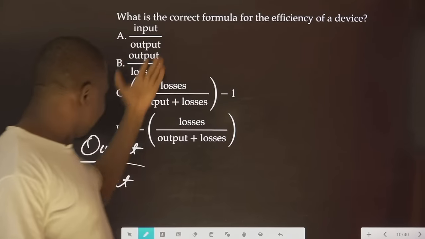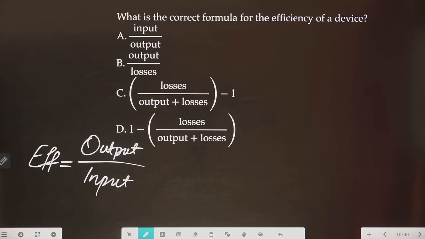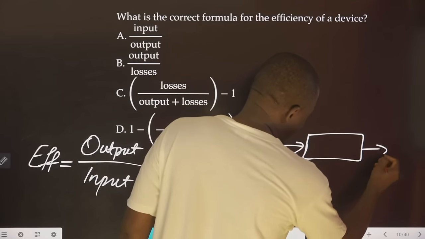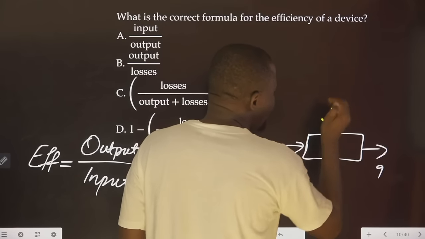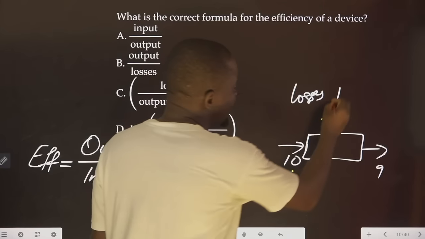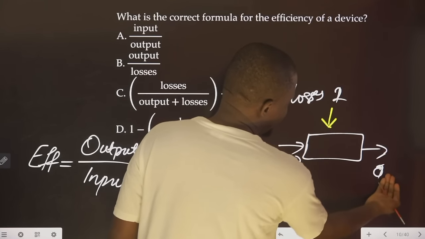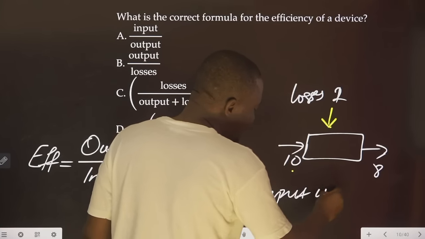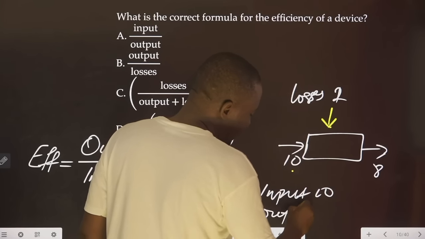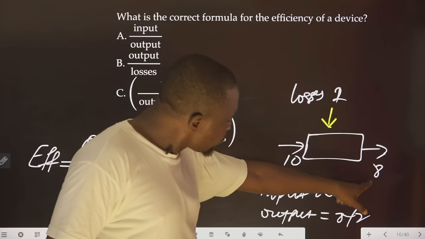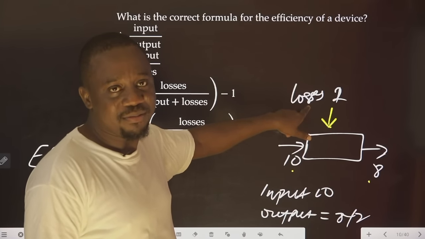But now that we don't have this here, what do we do? The next thing we need to ask ourselves is, by the way, what is the meaning of input? With the diagram I drew before, if here I have 9, for instance, it means there was a loss of 1. Let's say losses of 2, then this is 8. Here, the input is 10, while the output is 8 plus 2. It means that the output plus this will give us the input.